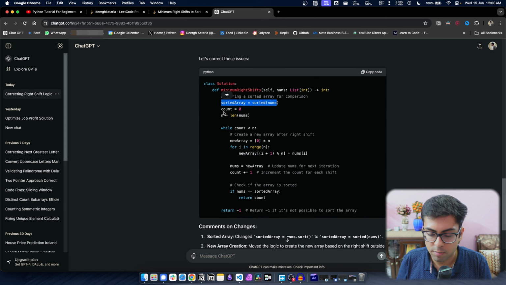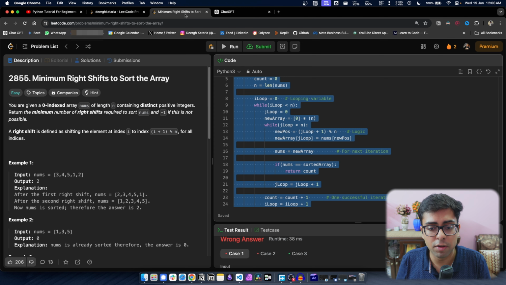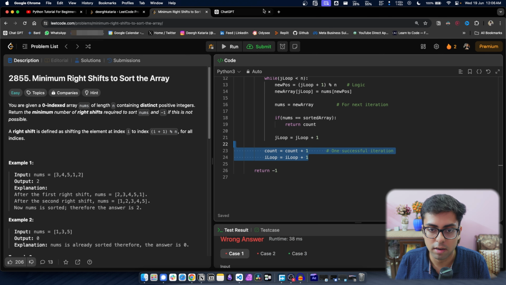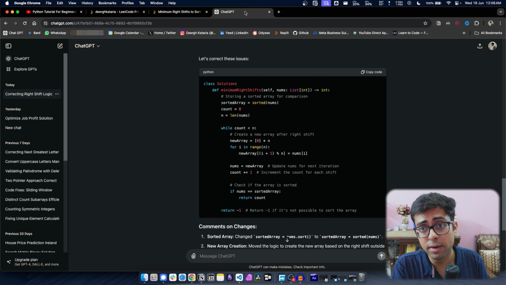Sorted array is equal to sorted nums. We already discovered that. It was fine. Count is equal to zero is fine. N is equal to length of nums is fine. While count less than n. It has changed the name of my stuff to count, but I think it's all right. Count is fine, because we are incrementing count as we are incrementing I loop, so I think count is totally fine. That's again what ChatGPT did right over here.